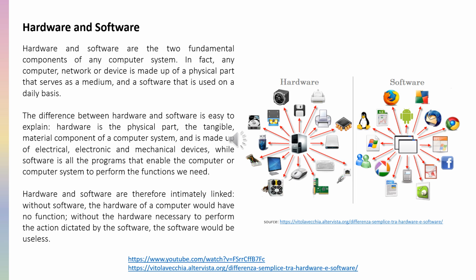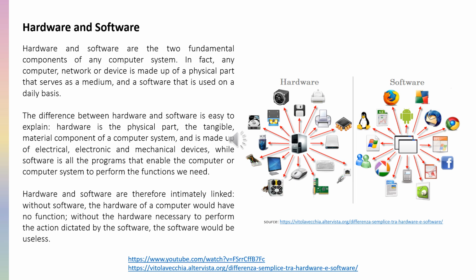Hardware and software are the two fundamental components of any computer system. In fact, any computer, network, or device is made up of a physical part that serves as a medium and the software that is used on a daily basis. The difference between hardware and software is easy to explain.